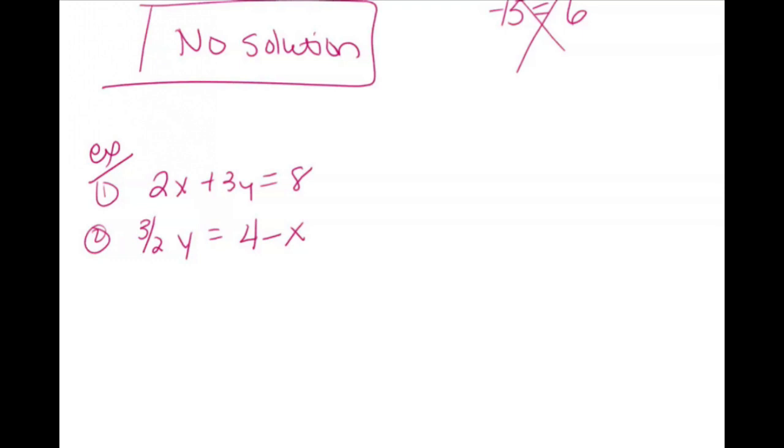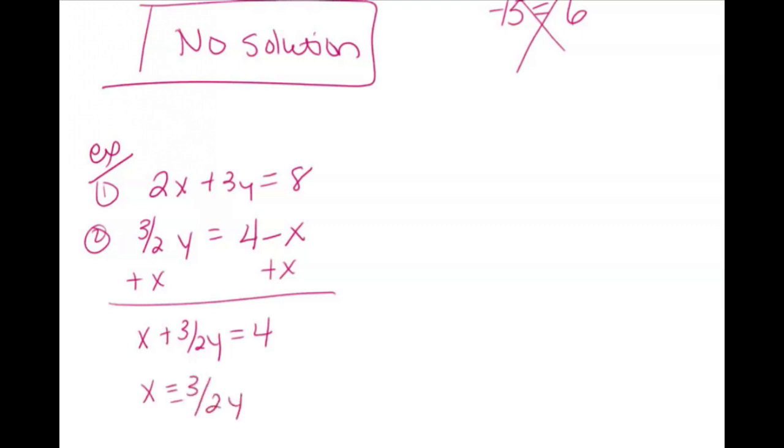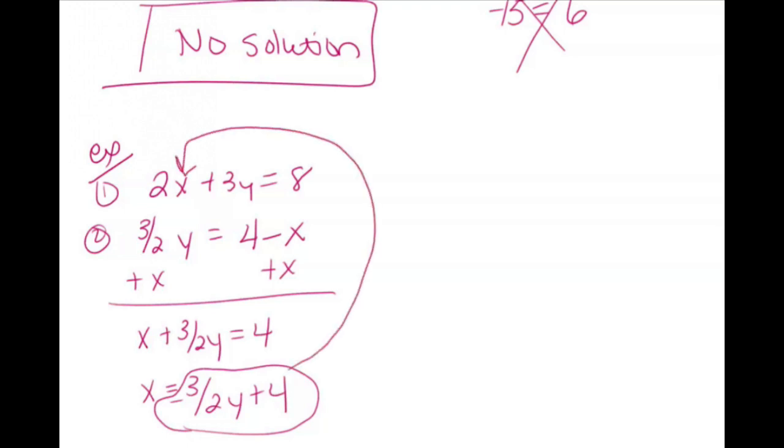So if we're going to solve the second equation for x, maybe the first thing I want to do is add x to both sides so it's not negative. So you're going to get x plus 3/2 y equals 4. And then I'm going to subtract 3/2 y from both sides. All right, so what we have now is a substitution for x. So I'm going to take this, this is for my second equation, and I need to put it in for x in the first equation. Make sure you take that negative with you.